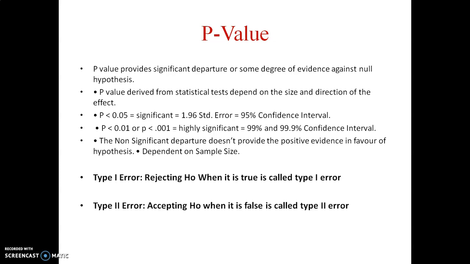And when we focus on errors, we have two kinds of errors which occur. Type 1 error: rejecting H0 when it is true is called a type 1 error. And type 2 error: accepting H0 when it is false is called a type 2 error.